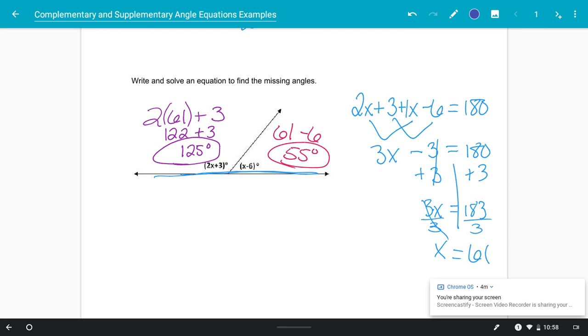So what we're saying is that when we solve the equation, we get x equals 61, but then we substitute that back in to find our missing angle measurements. We can check this as well by seeing, do the angles sum up to 180, because we said it is supplementary because it is a straight line. And 125 plus 55 is in fact equal to 180, so these two angles do check out.